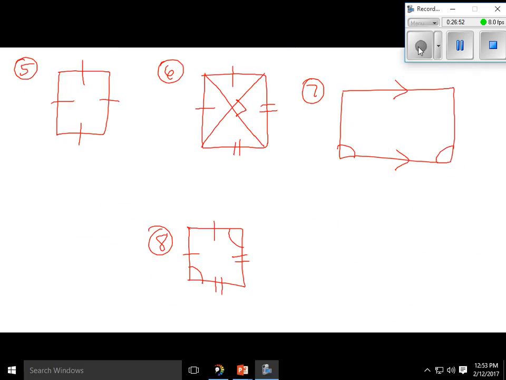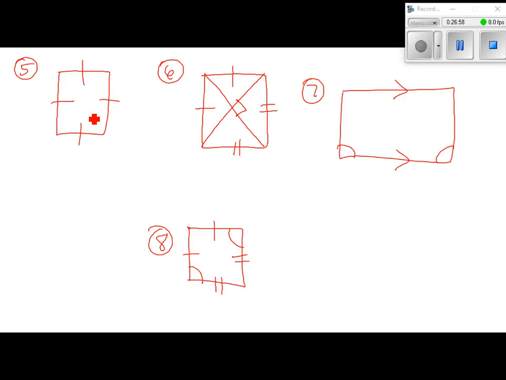5 through 8, give the most specific name for each quadrilateral, explain your reasoning. We look at this first one. Since it's got four sides, we know it's a quadrilateral. Then we look at opposite sides. Well, both pairs of opposite sides are congruent to each other, so we know it's a parallelogram. Then we can check, see if it's a rectangle. We don't know anything about the angles, so we don't know if it has a right angle or not, so we can't say if it's a rectangle.